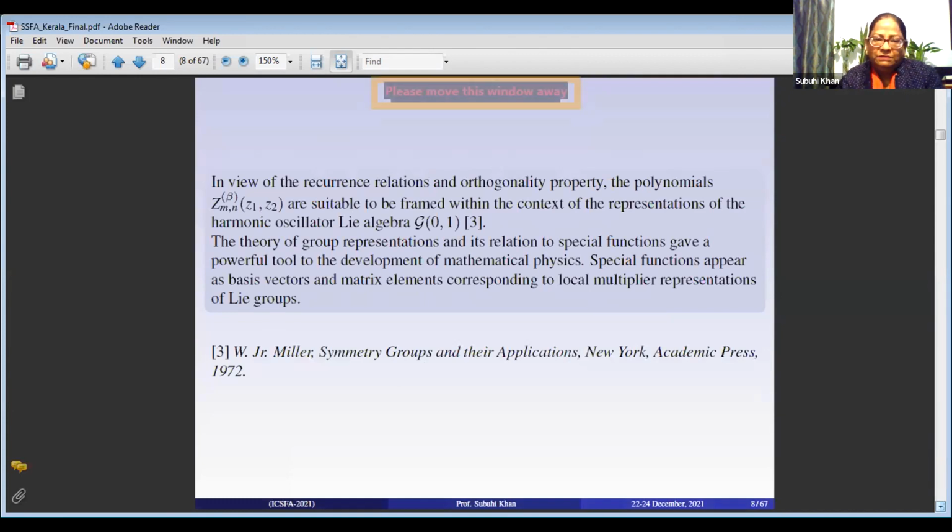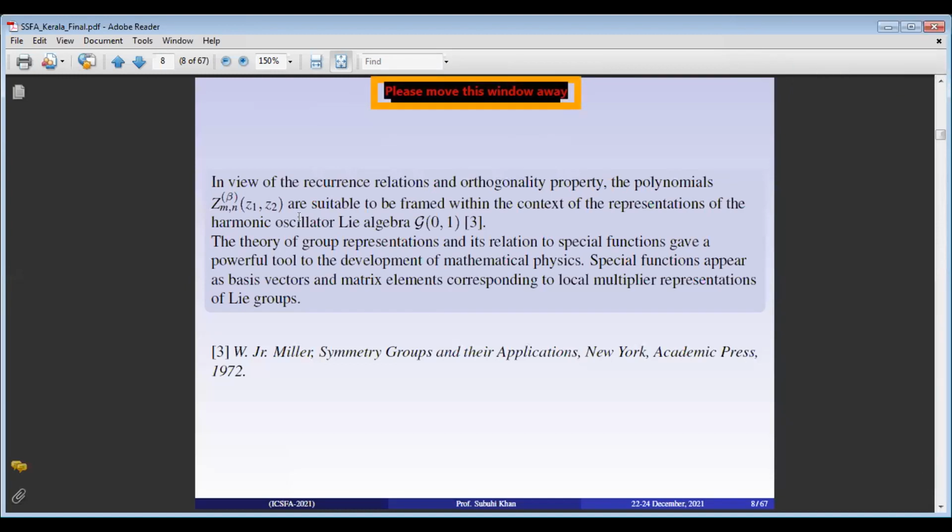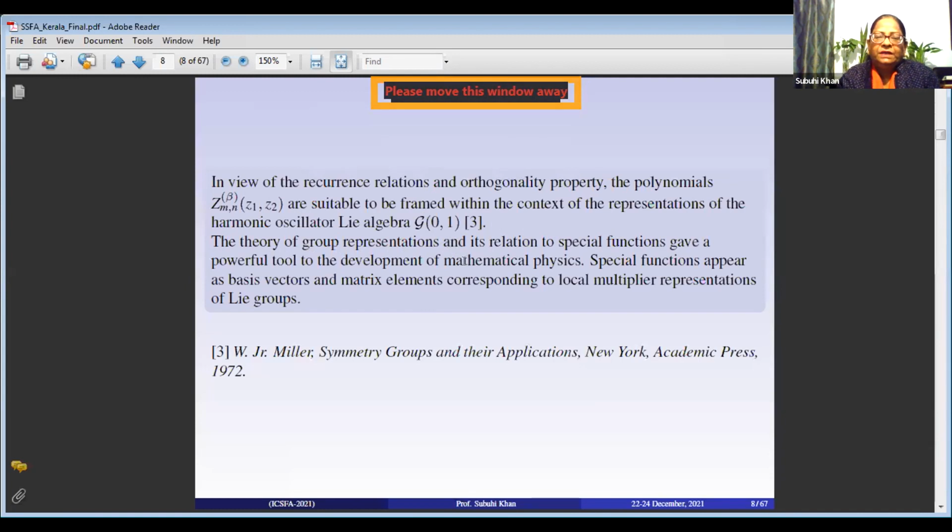In view of these recurrence relations and the orthogonality property, we find them suitable for our purpose, and we can frame them within the context of the representation of the harmonic oscillator Lie algebra G01. Again, the theory of group representations and its relation to special functions gives us a powerful tool to the development of mathematical physics. And this is the book I mentioned, the Miller book.